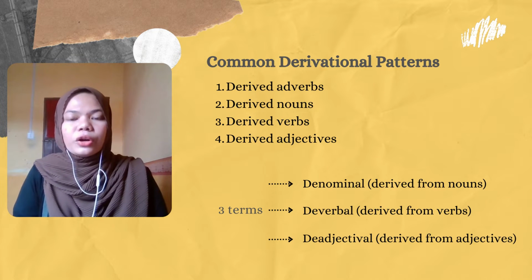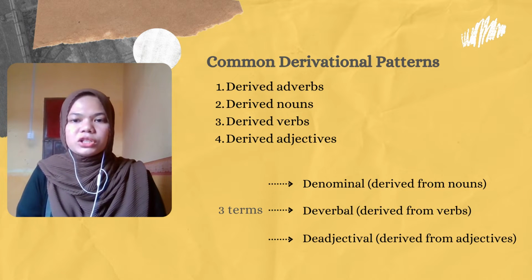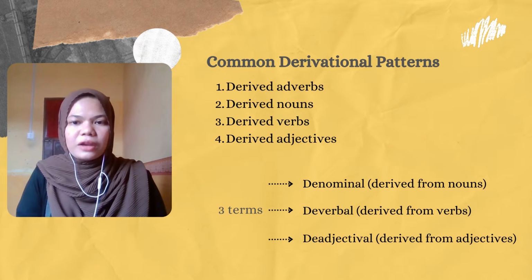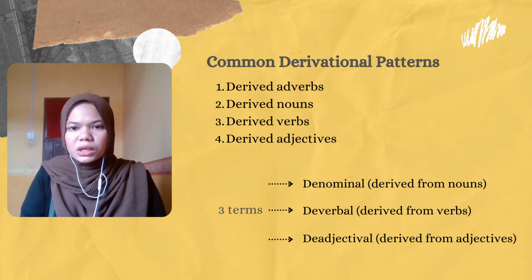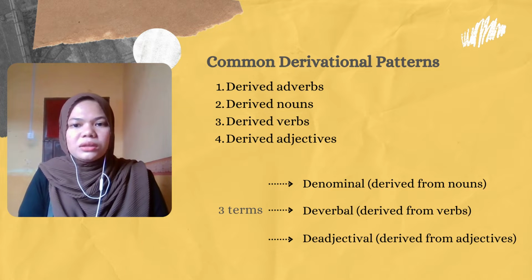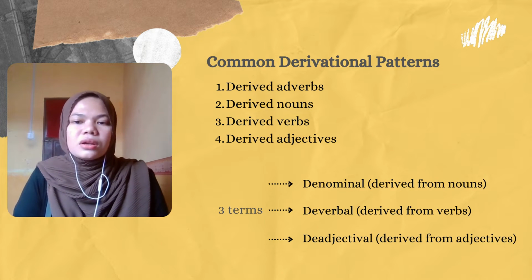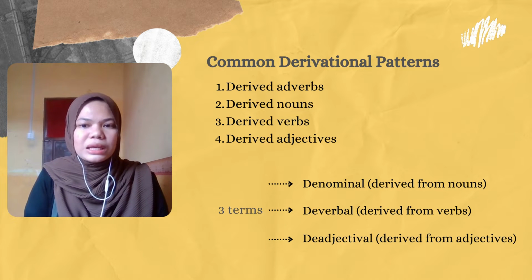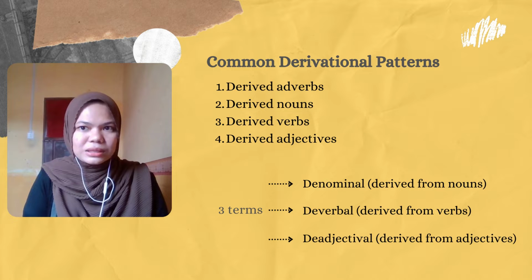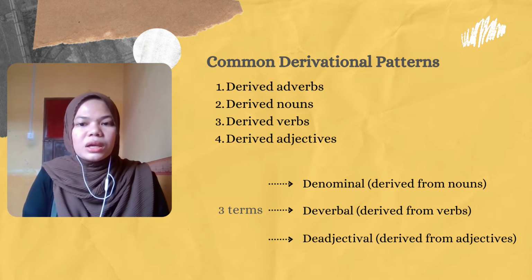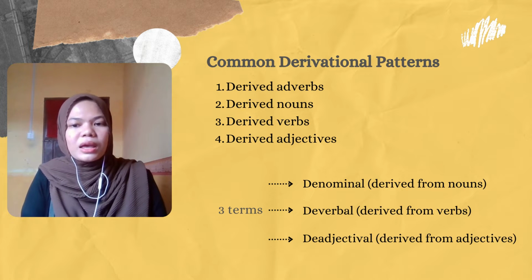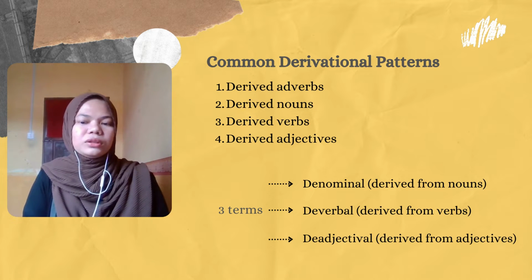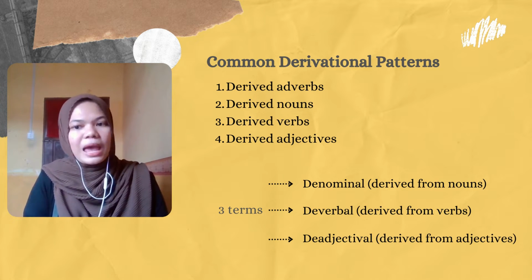So now we are going to look at the common derivational patterns for derived adverbs, derived nouns, derived verbs, and derived adjectives. Before going to them one by one, there are three terms that we need to understand. The first one is denominal, which means derived from nouns. The second one is verbal, which means derived from verbs. And the last one is adjectival, which means derived from adjectives.